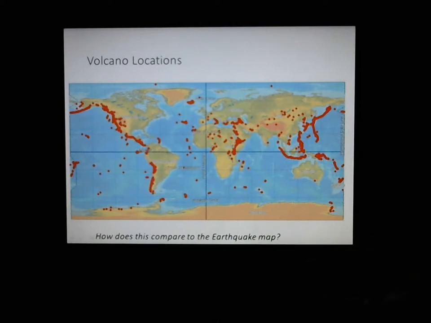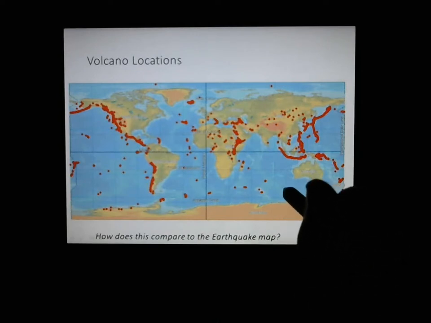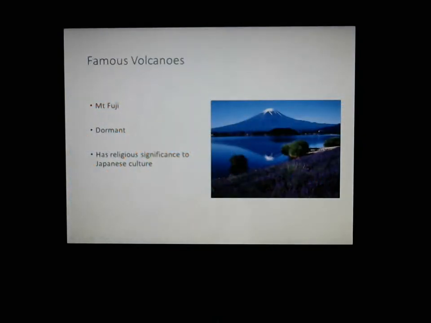So let's have a look at some famous volcanoes. Mount Fuji, huge. It's dormant. It could erupt again, but probably unlikely. But it has intense religious significance to Japanese culture.